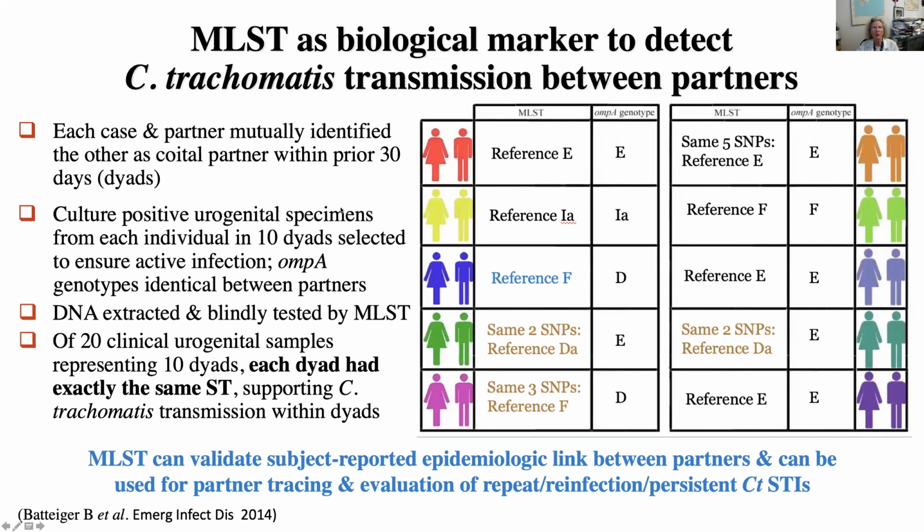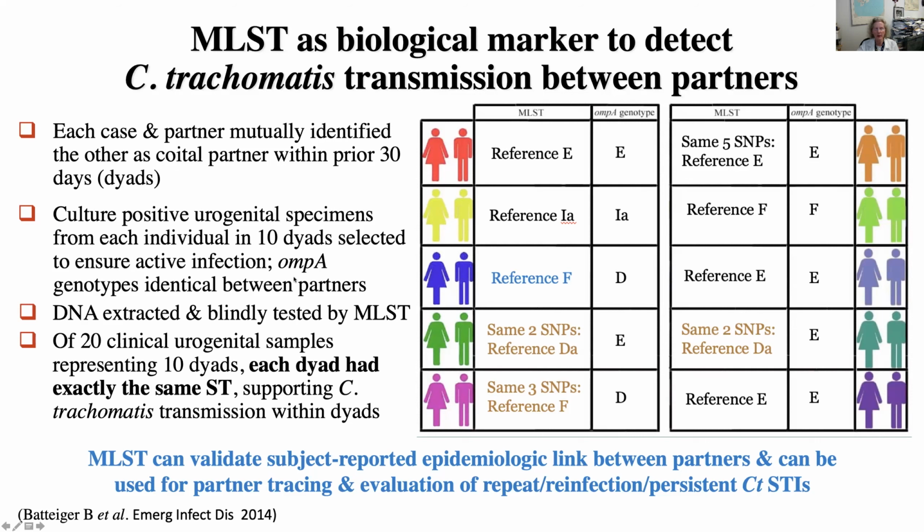So we did another study where we wanted to see if we could use MLST as a biological marker to detect C. trachomatis transmission between partners. And in each case, the partner had mutually identified the other as a coital partner within the last 30 days, and these were considered dyads. We used culture to make sure that we could grow up the strains and that they represented active infection.